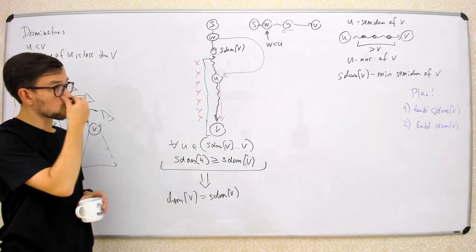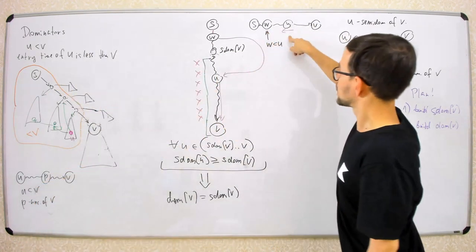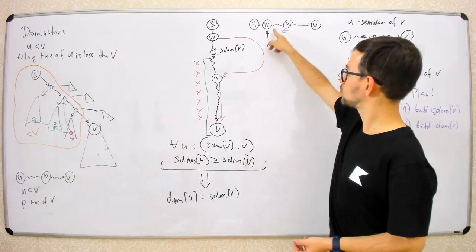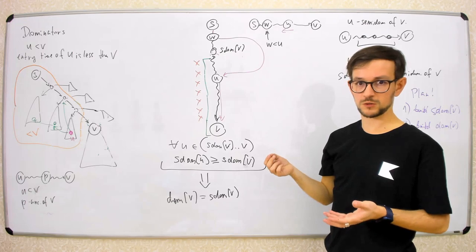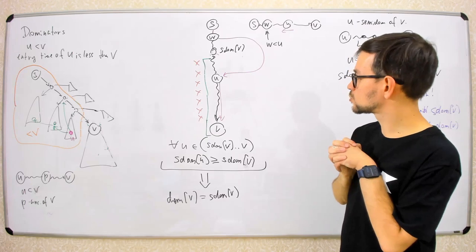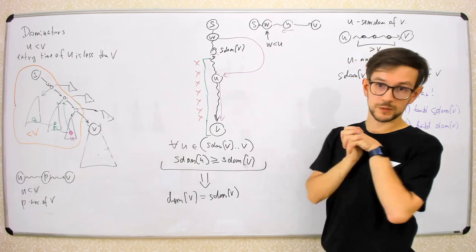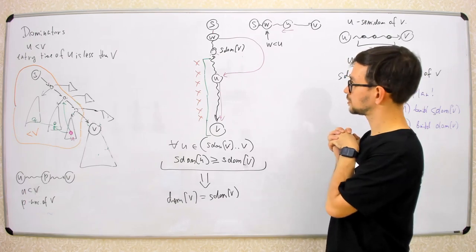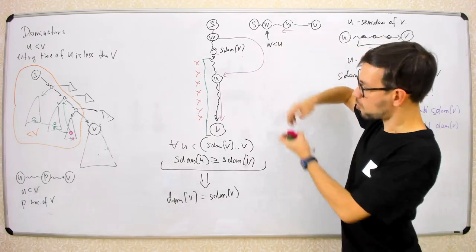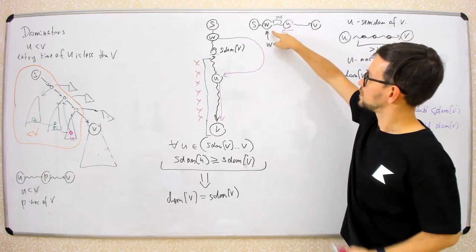Why is this true? Because again, we'll use this lemma. If W is less than U, then on the path from W to U there must be some ancestor of U. But W is the closest node to U which is less than U. So this W must be an ancestor of U. We just use this lemma. Where's the contradiction? The contradiction is very simple. All the nodes in this area are greater than U. It means that W is a semi-dominator of U.